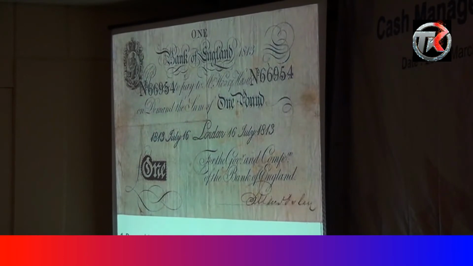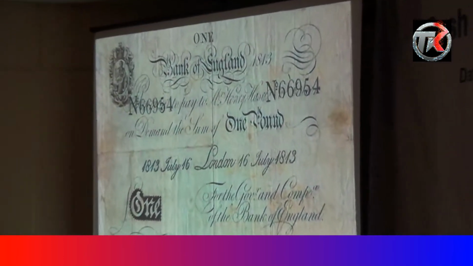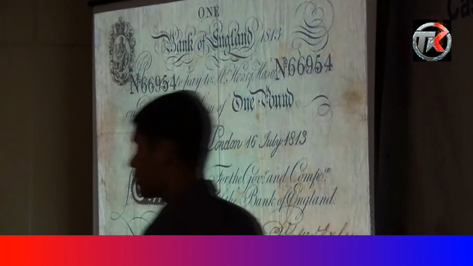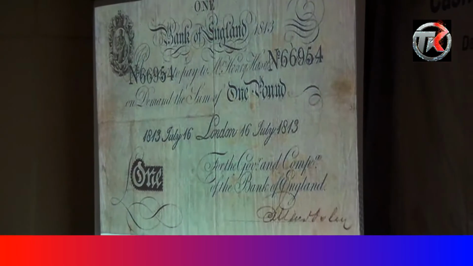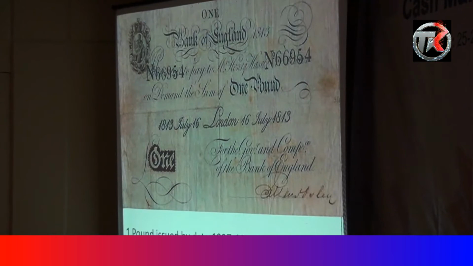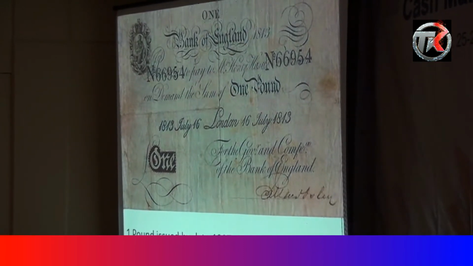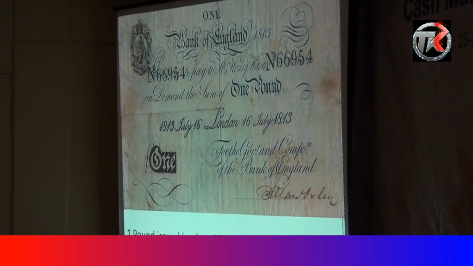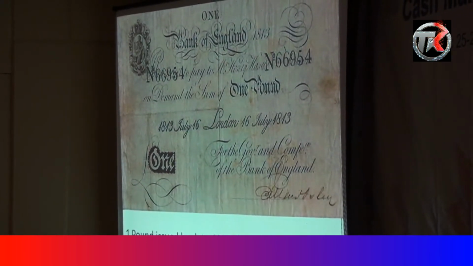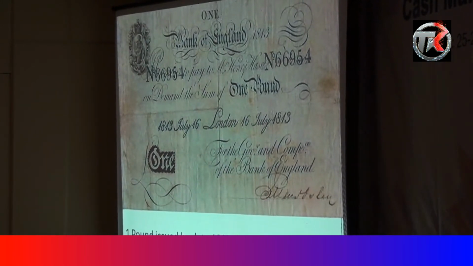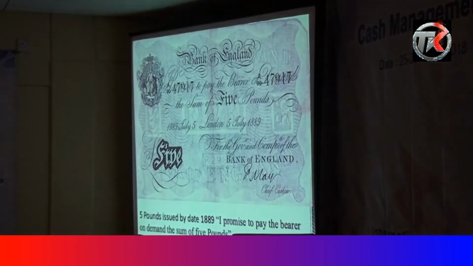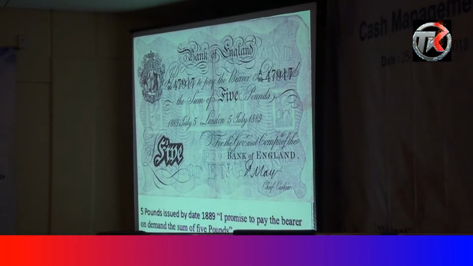This was Bank of England, one of the first banknotes. It was a £1 note of 1807 to 1816. It was issued by Bank of England. On the banknote you can see it is written 1813, July 16. This is another £5 note of 1889.